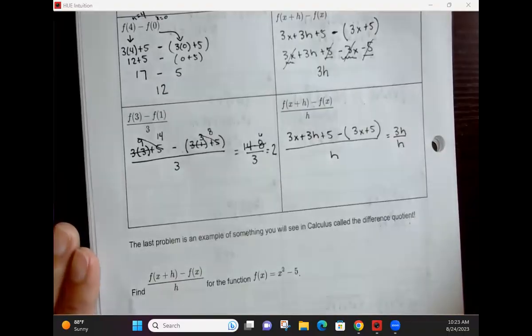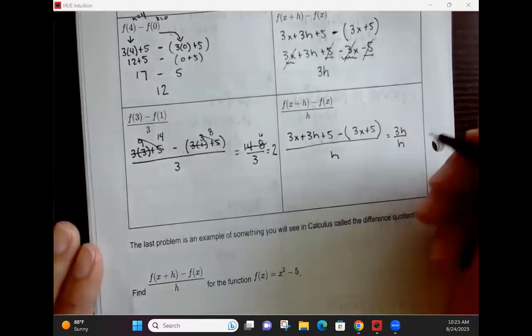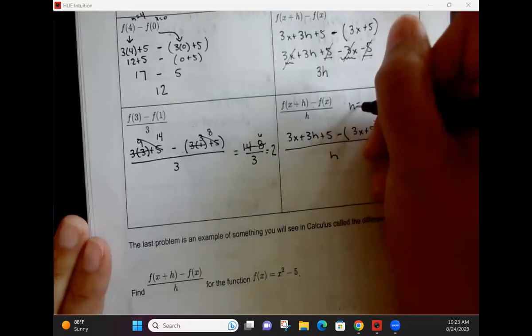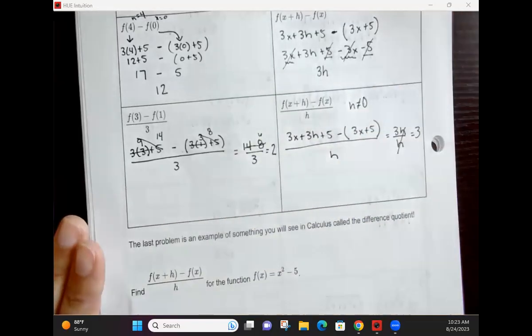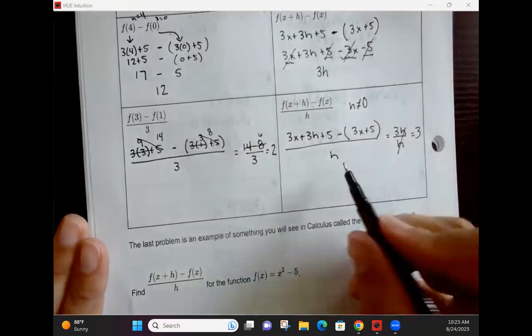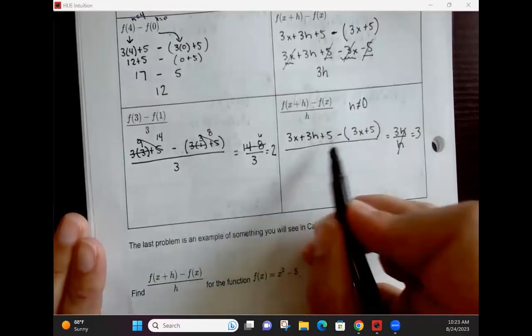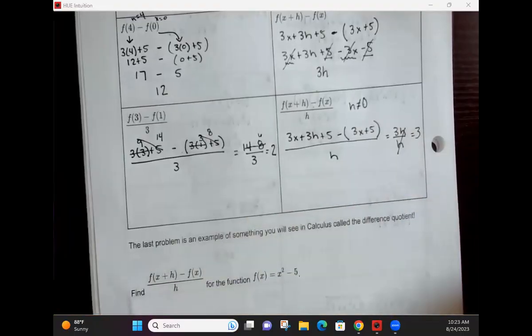Can I reduce 3h over h? Sure thing. What would I get? 3, right? I can reduce the h's with the caveat that h cannot be 0. H cannot be 0. Otherwise, this is undefined. But this takes something really nasty and simplifies it down to something pretty manageable, right?